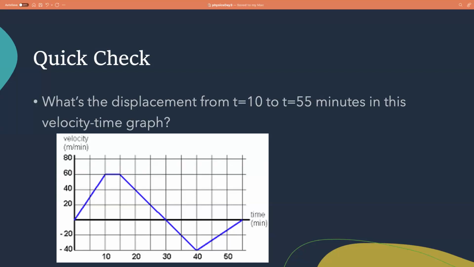Remember, this is a velocity time graph. And even if it was a position time graph, you would have to say -60 in this case. Keep that in mind. Negative signs matter. It's final minus initial for change. But yeah, this is a velocity time graph, so remember, you have to find the area under the graph.